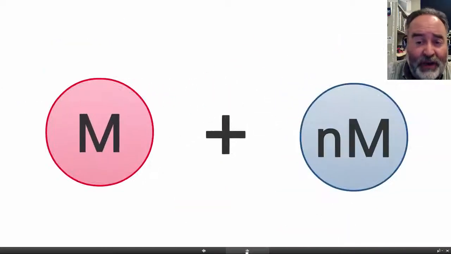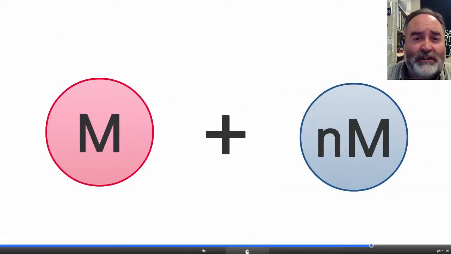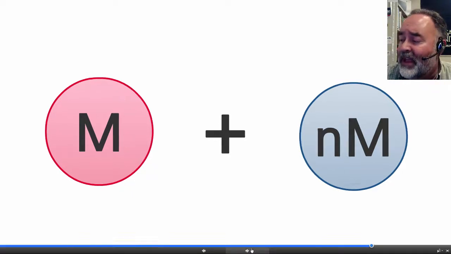Number three, our third style. Remember, we had three possible combinations. Metal, metal, metallic. Non-metal, non-metal, covalent. Now we have the third category. What if we mix a metal with a non-metal? Okay, that's what we have here.